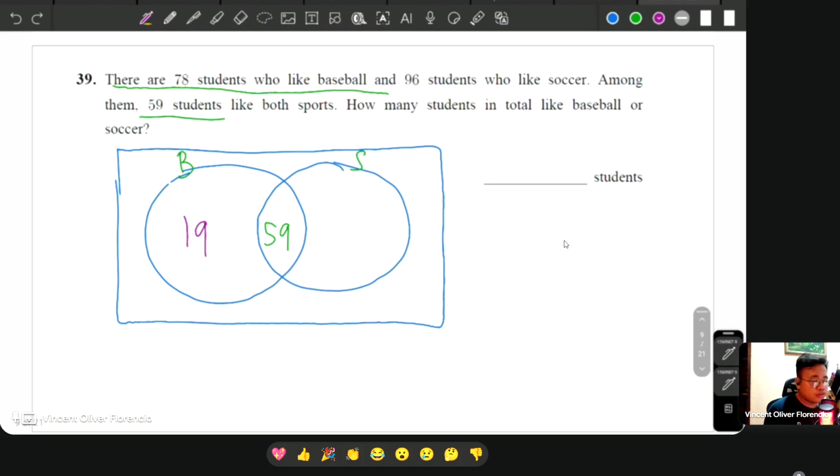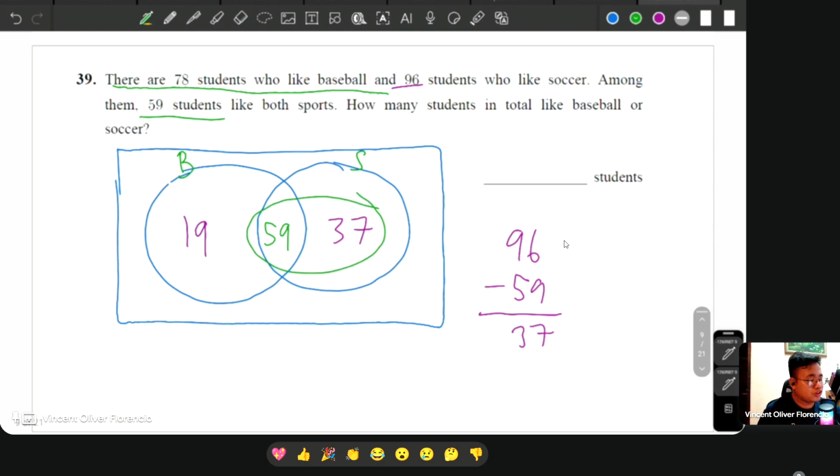Okay, now the other one, 96 like soccer. What do you do? It is 96 minus 59. You will have here 37. Now, this one here is 37. Sir, why? Because in total, those who like soccer should be what? 96. If you add this, that's still 96.